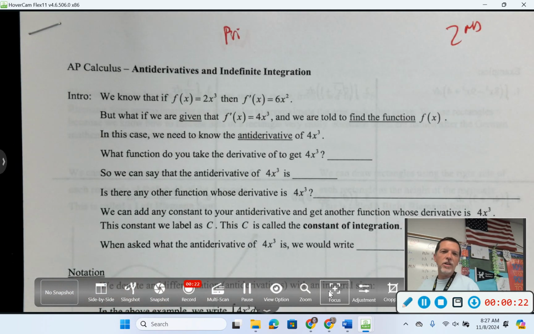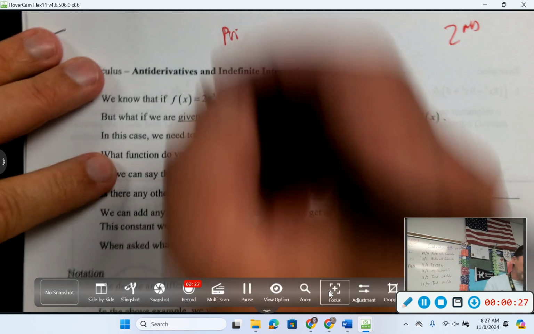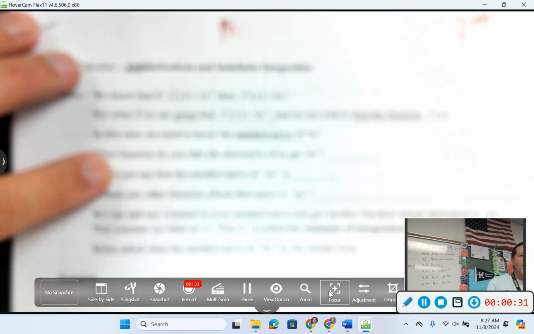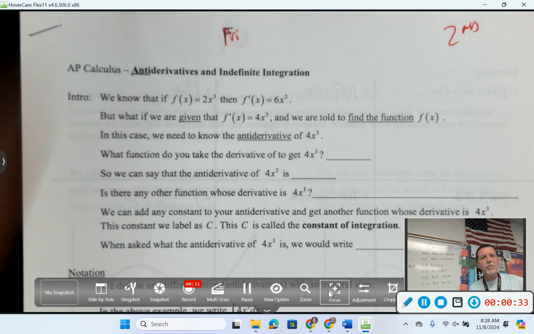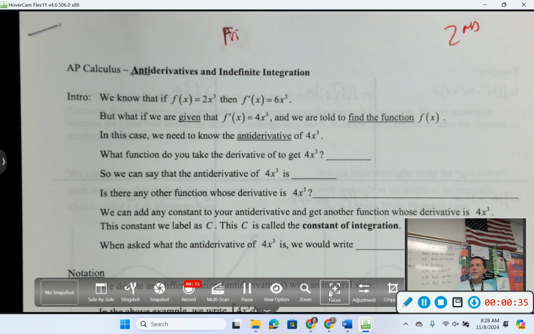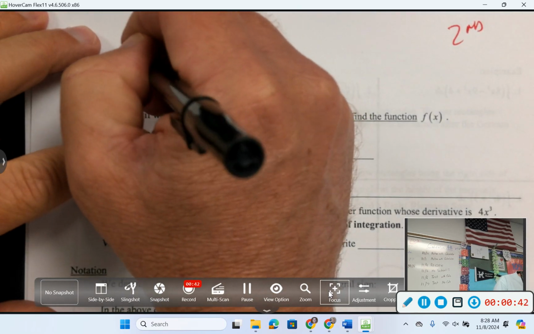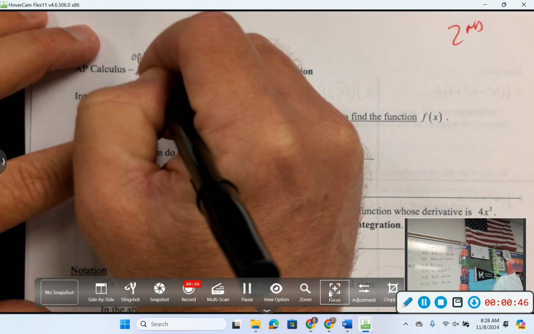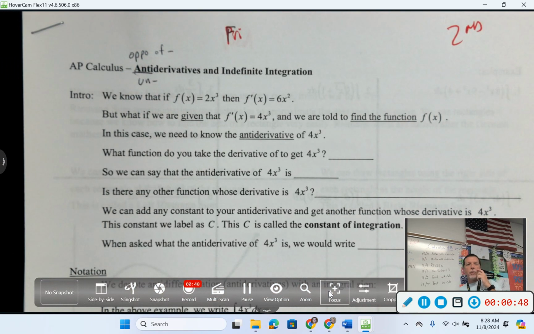Okay, antiderivatives and indefinite integration. Sorry, that says Friday right there. Anti, not as in opposed to. We're not opposed to derivatives, or at least I'm not opposed to derivatives. I hope you're not opposed to derivatives. But anti as in terms of opposite of derivative, or underivative. So we're going to go backwards today.